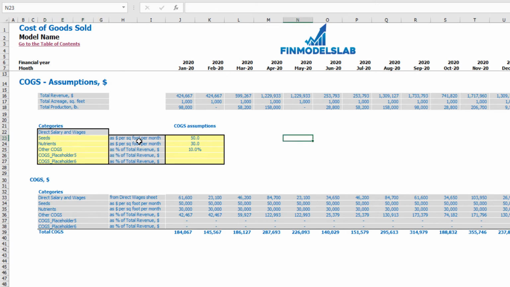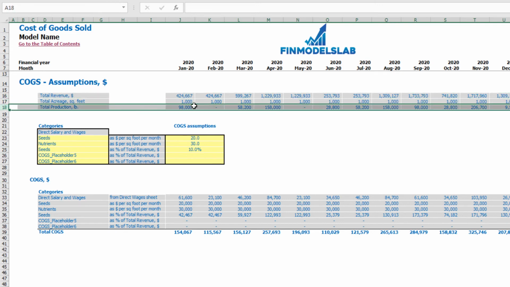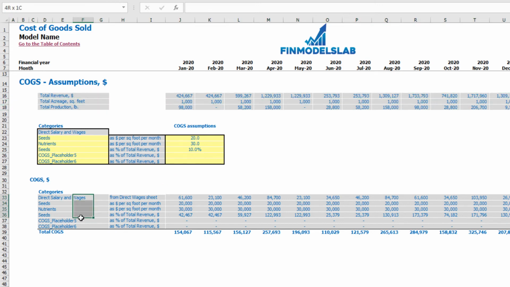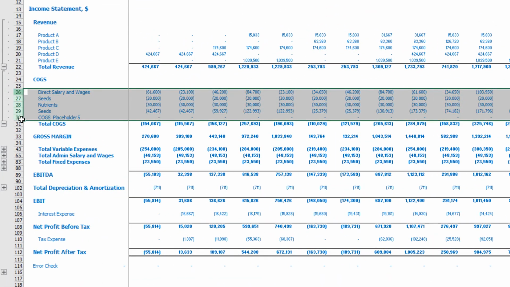And you have 2 options here, to calculate as a dollar per square foot per month or as a percentage of total revenue. So you have seeds, for example, $20 per square foot, or you can input seeds as 5% of revenue, like this. On the top you have the main drivers, like total revenue, total acreage, total production in pounds. Below you have the calculations of these categories by months and by products. And in the income statement you may find under the COGS section this calculation also categorized by category and by months.